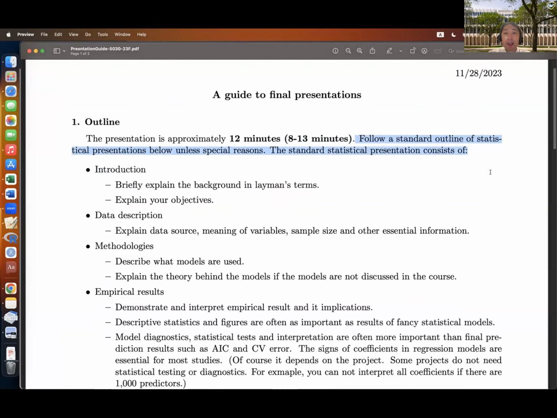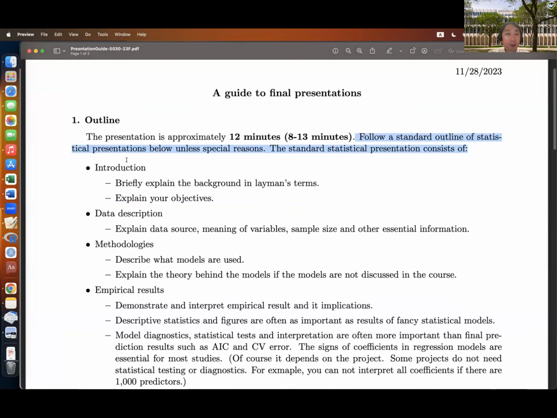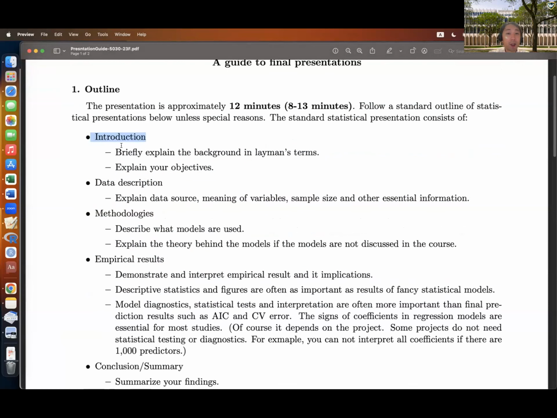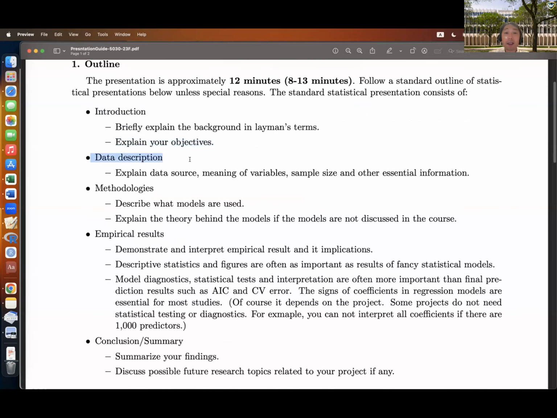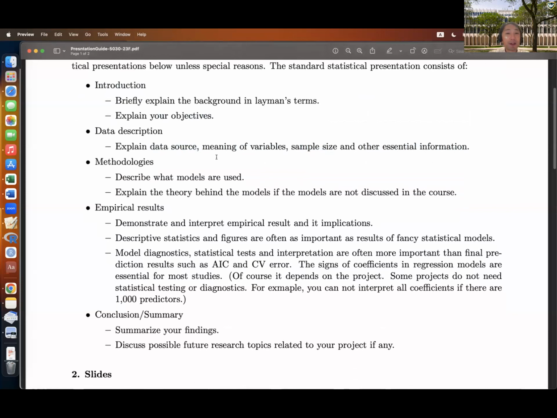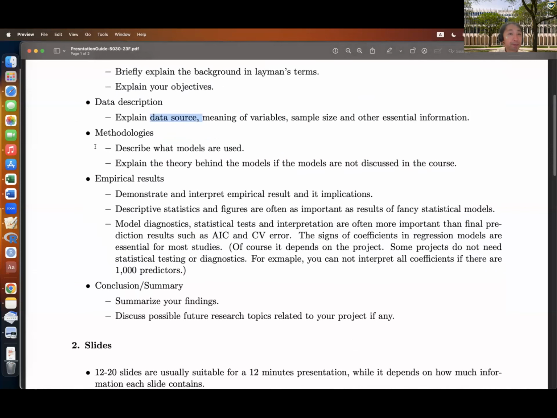And the format of the presentation: usually applied statistics presentations have this format. First we have the introduction, which is a brief explanation of background and your objectives. Then the data description, where you explain the data source, meaning of variables, sample size, maybe sample unit as well, and other essential information. Especially make sure that you include the data source of your data set.